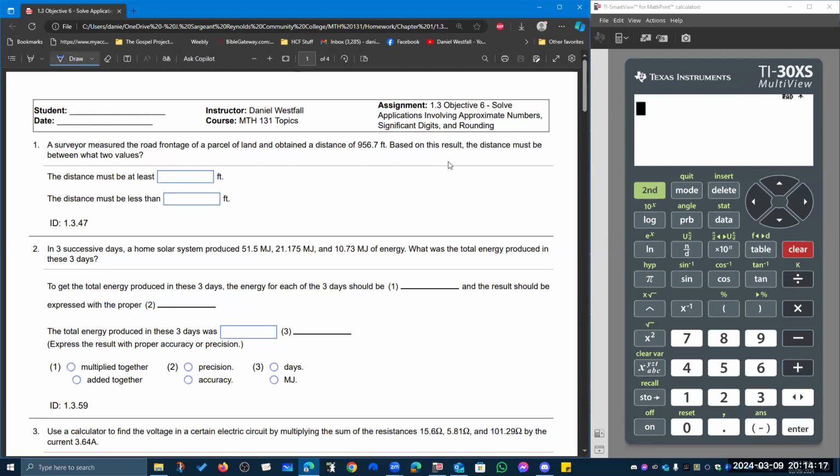Assuming we're using regular rounding rules, it must be between 956.65 if we rounded up to 7 and 956.75, not included, if we rounded down to 7. So it must be somewhere between those two values.